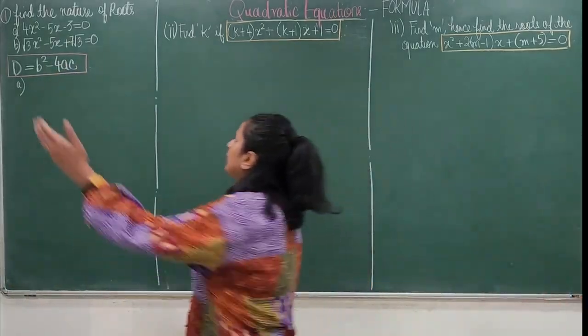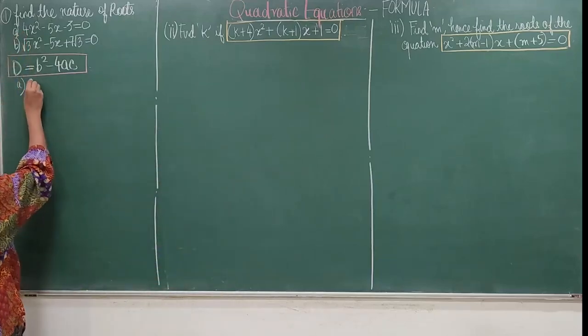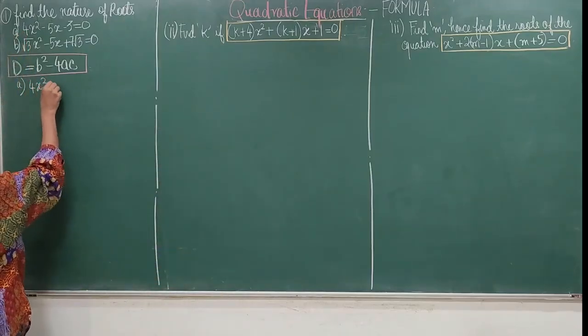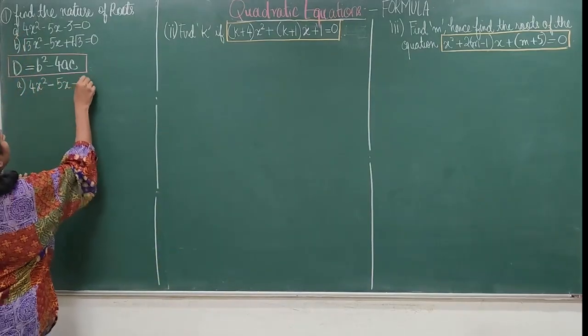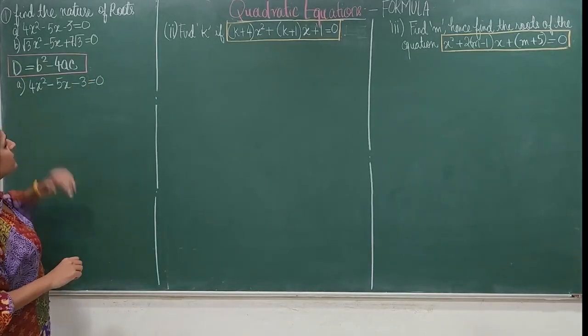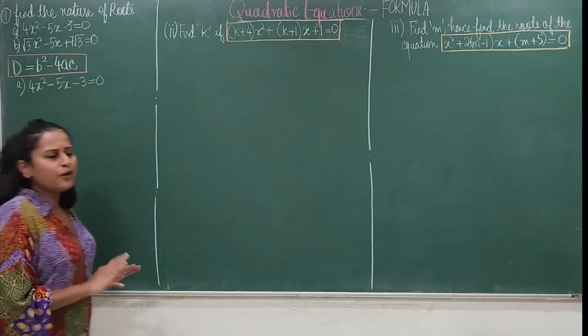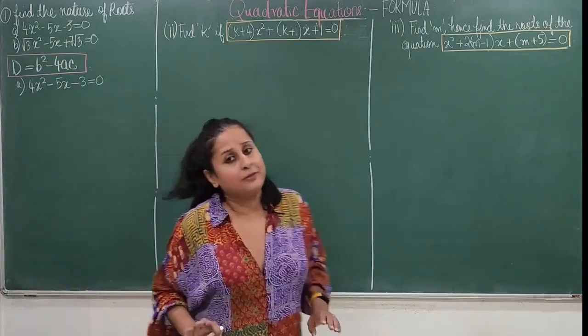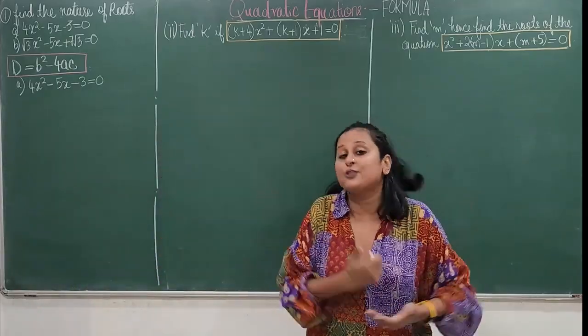Alright, so the first problem is 4x square minus 5x minus 3 is equal to 0. To determine the nature of roots, let us find the discriminant here. I hope you are understanding why we are only using the discriminant. Because here they have not asked us to find the root.